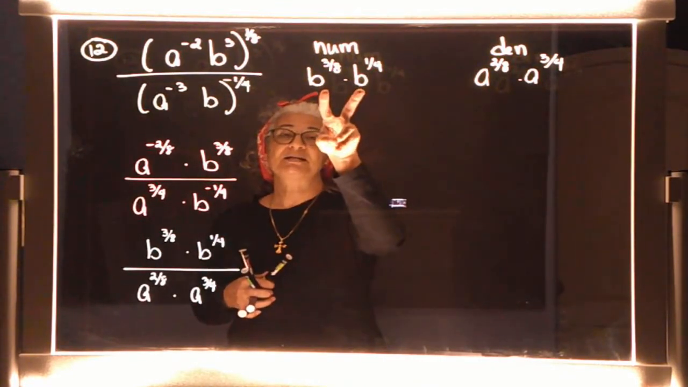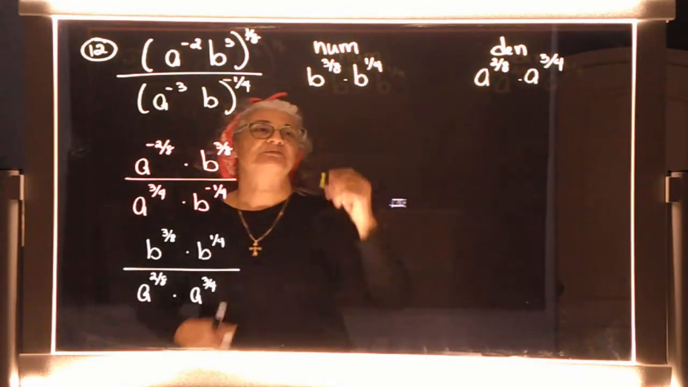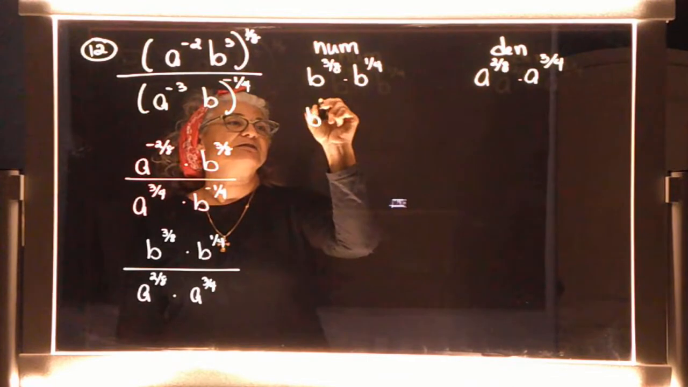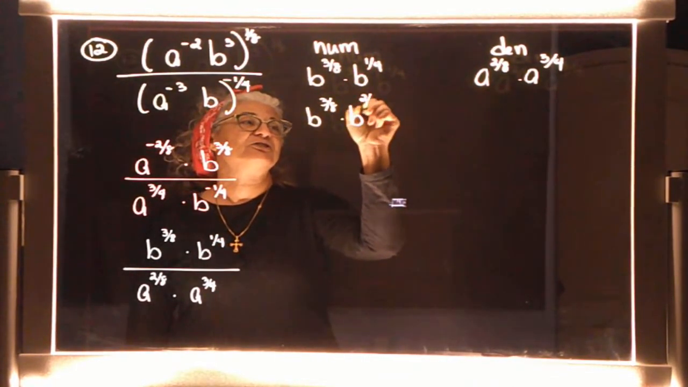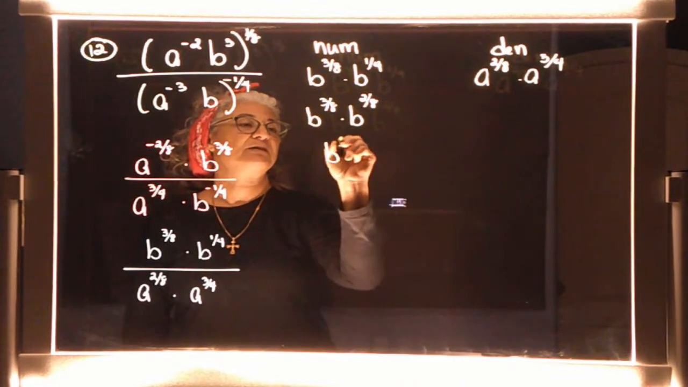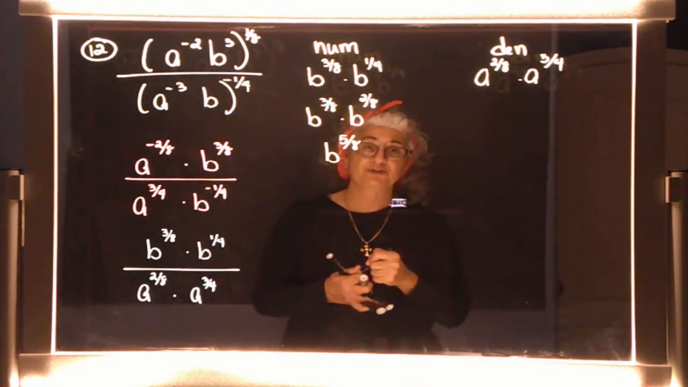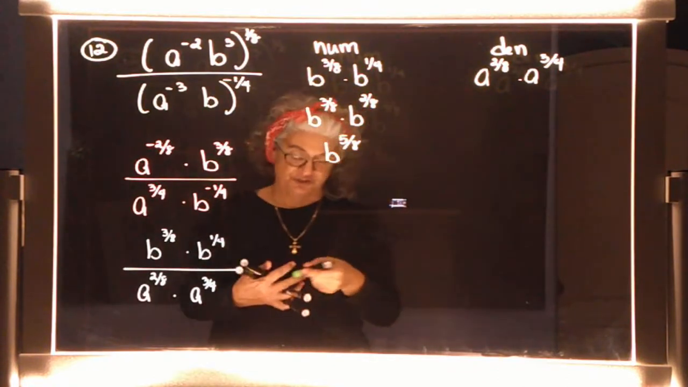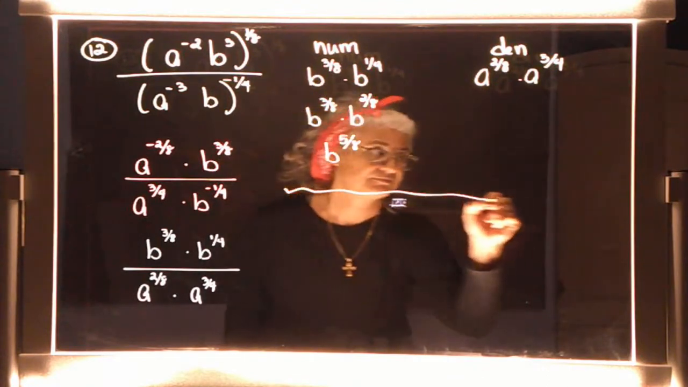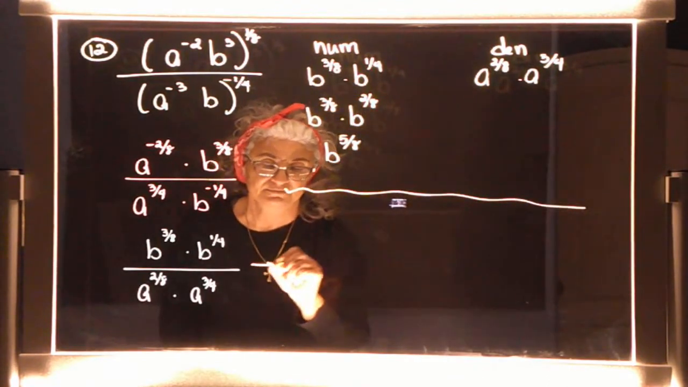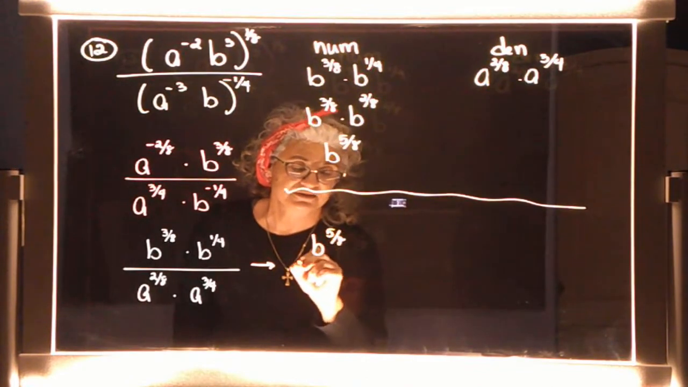I'm multiplying the same bases. What do I do with the exponents? Good, we add them. So I'm going to have b to the 3/8 times b to the 2/8, which gives me b to the 5/8 power. Excellent. So I just found the numerator, didn't I? Sure did. So the numerator is b to the 5/8.